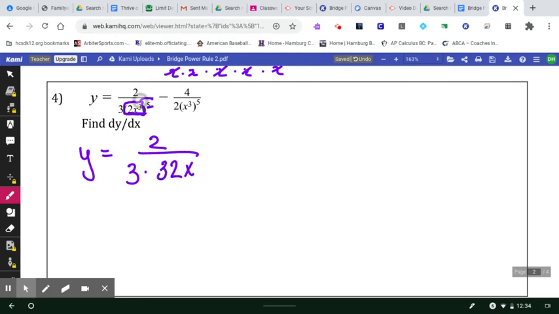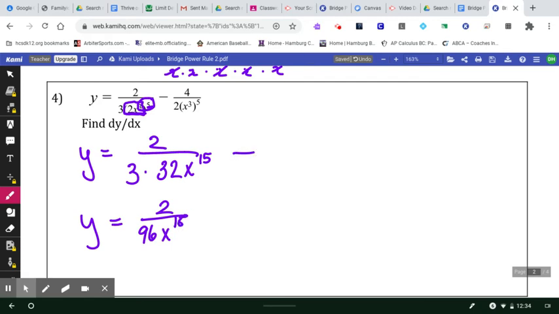32x, and the power to a power rule, you're going to see a million times, remember, when it's power to a power, you actually multiply. So that's 32x to the 15th. Now, I had this 3 in front, so I'm going to clean it up again. So I have 2 over 96x to the 15th.